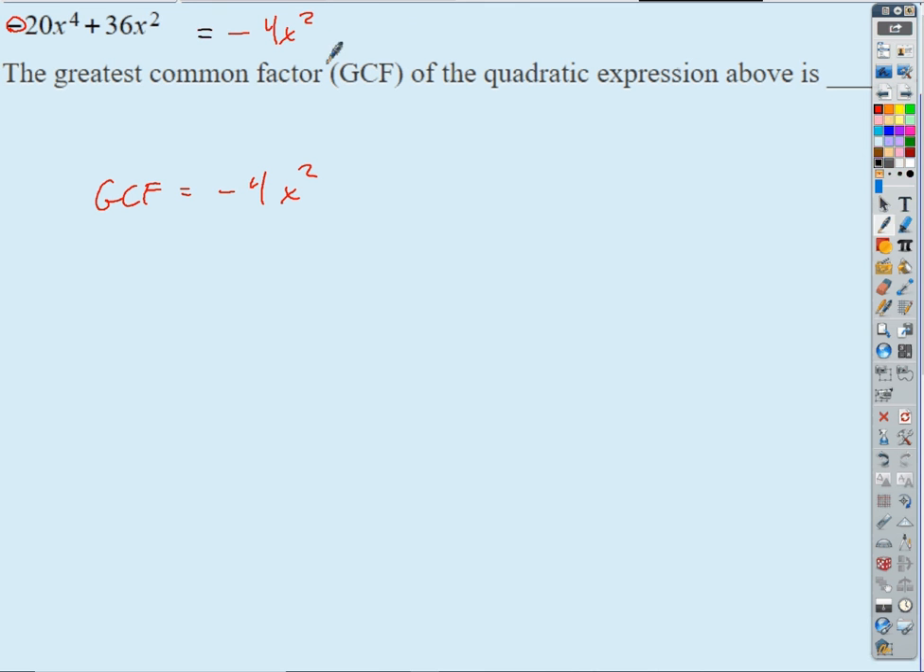What's going to be left behind? So negative 20 divided by negative 4 is 5, good. And then x to the 4th divided by x squared is x squared. 36 divided by negative 4 is negative 9, right? And then x squared divided by x squared cancels. Okay, good?